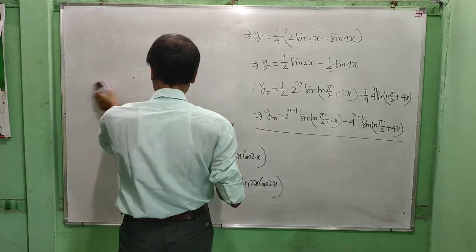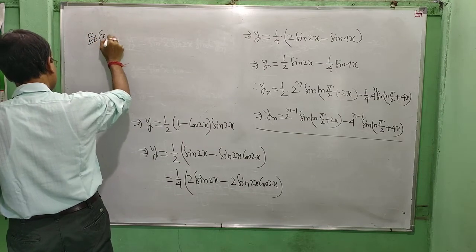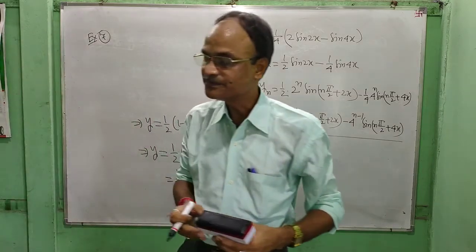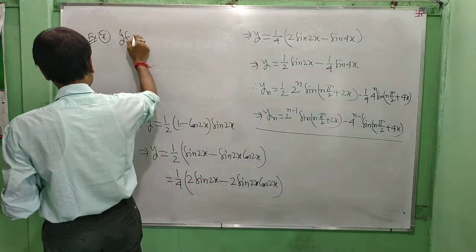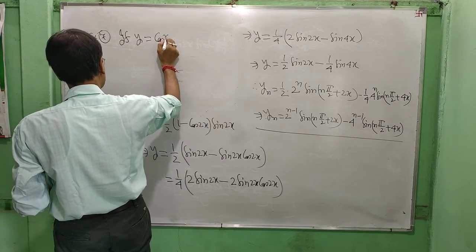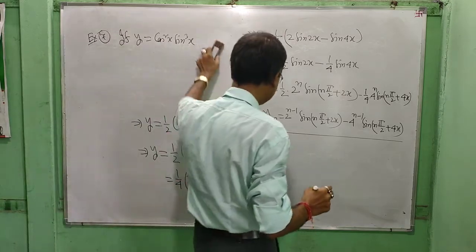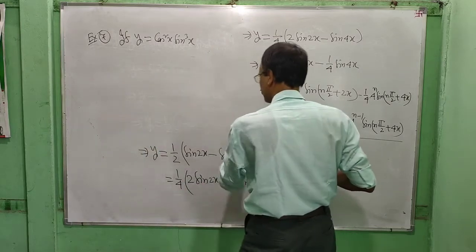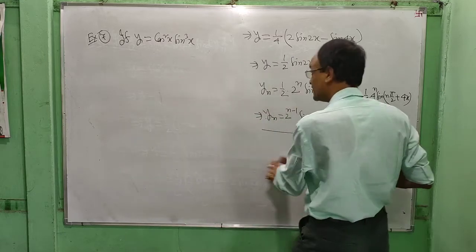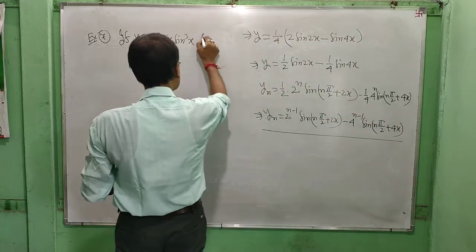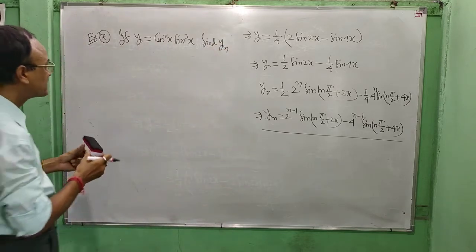Suppose number 7. If y is equal to cos square x sin cube x, find yn.